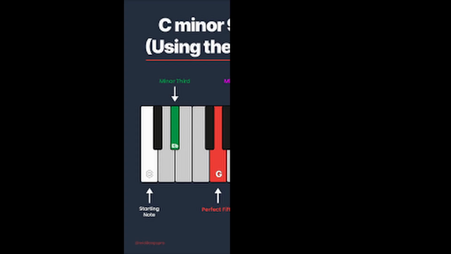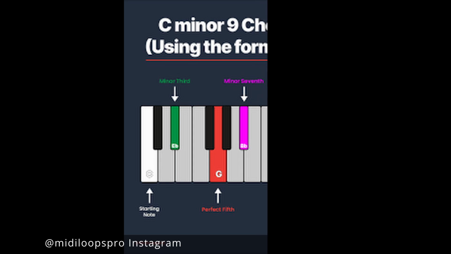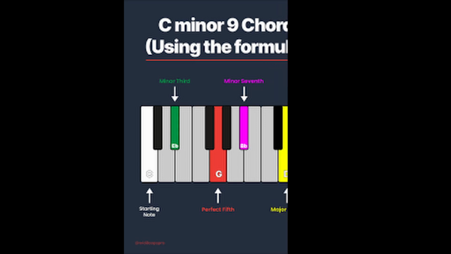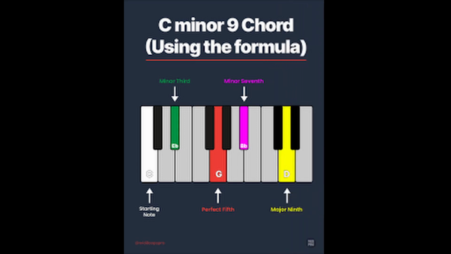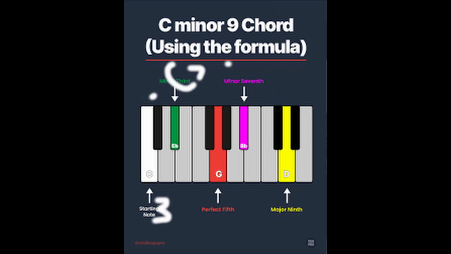You take a minor seventh chord, so take a minor triad from C: C, E flat, G. Go 3 semitones up to add a minor seventh. C, E flat, G, B flat. And then to create a minor ninth chord, you go 4 semitones up to add a major ninth. C, E flat, G, B flat, and D.